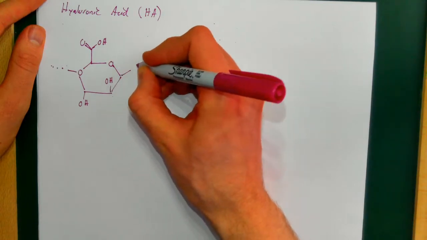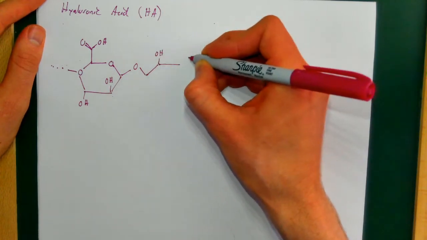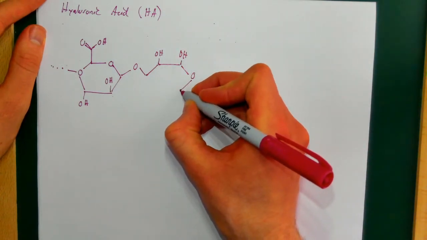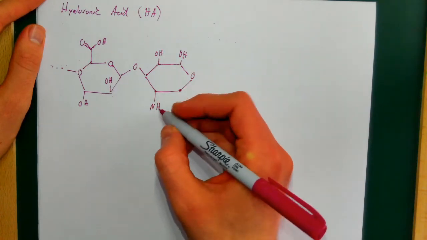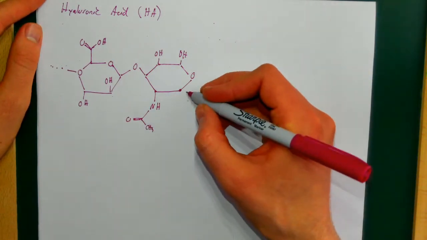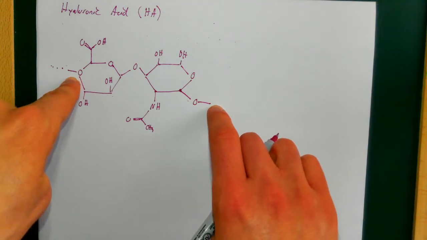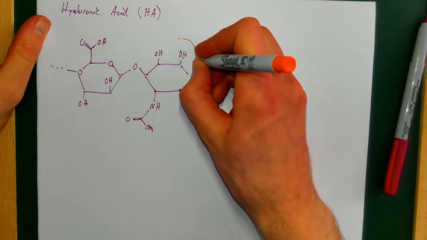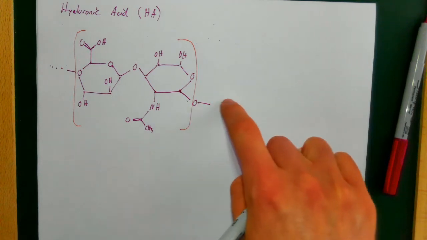And the second sugar is linked via this oxygen right here, and a couple of OH groups. And then there's this NH, O, and CH3. And then this one right here connects to an O, and this O is basically the equivalent of this one right here. So I'll sort of draw the boundaries, where this O right here is equivalent to this O for the next one.